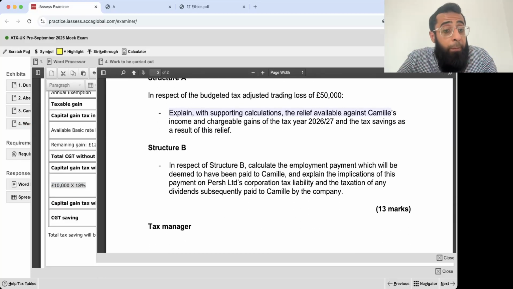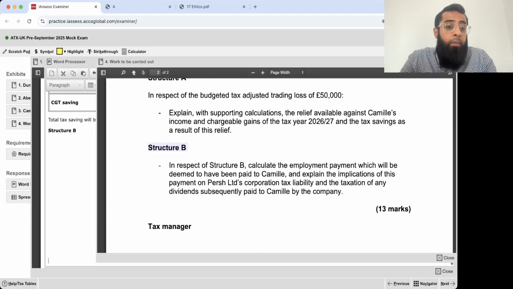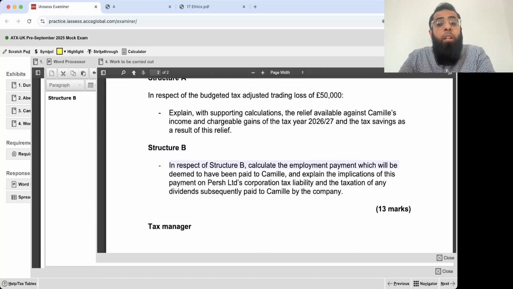What about structure B? Okay, now let's look at that. What he's asking here: In respect of structure B, calculate the employment income which will be deemed to have been paid to CAMLA and explain the implications of this payment on Parish Limited's corporate tax liability and taxation of any dividend subsequently paid to CAMLA by the company. 13 marks. So first of all, we need to calculate the deemed employment income, which is a simple working of IR 35 format. Okay, let's look at it.